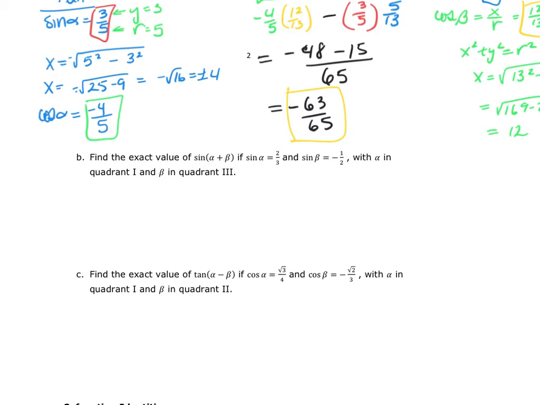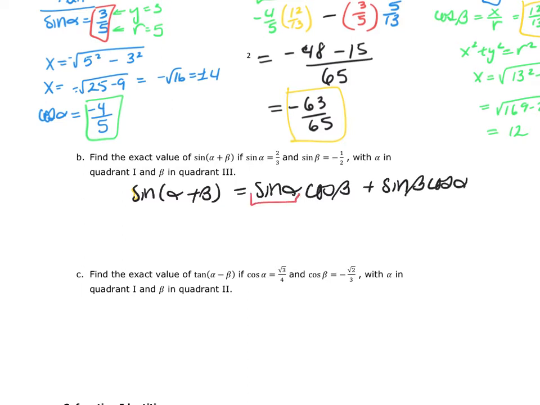Hopefully what you got when you did the sine, let's do this in black, the sine of alpha plus beta being the sine of alpha cosine beta plus the sine beta cosine alpha. Hopefully what you have as a replacement for sine alpha is given to you as 2/3. The replacement for cosine beta is negative square root of 3 over 2.